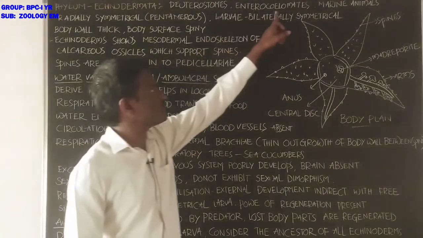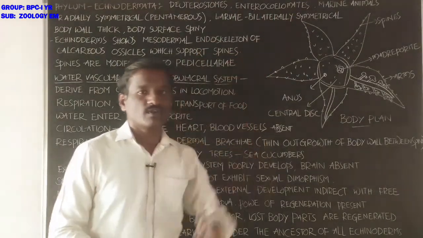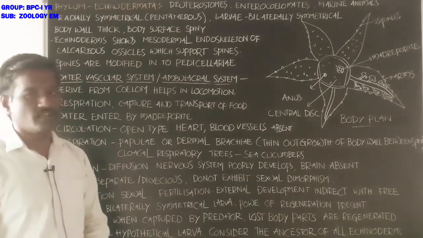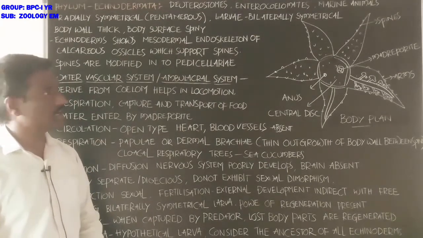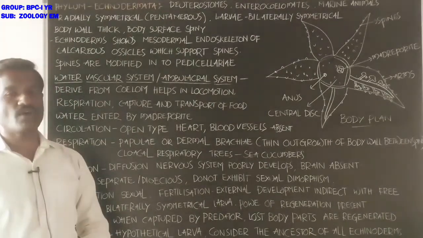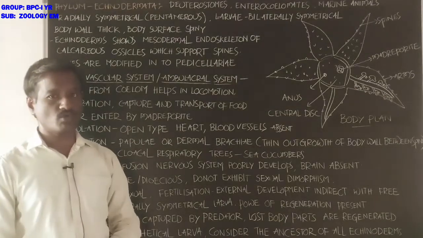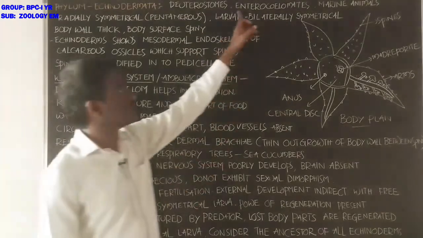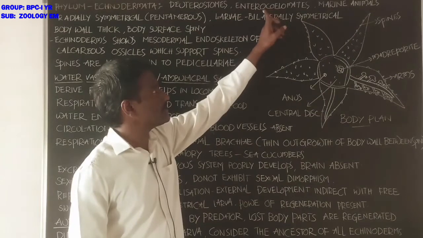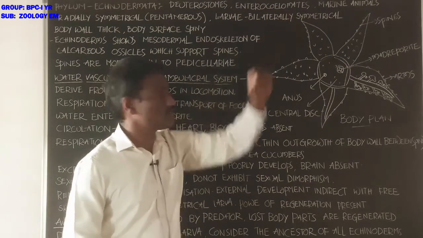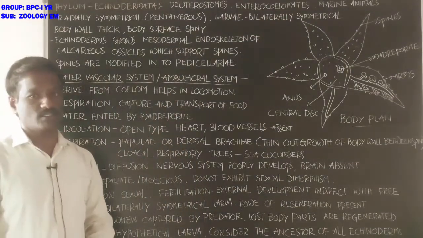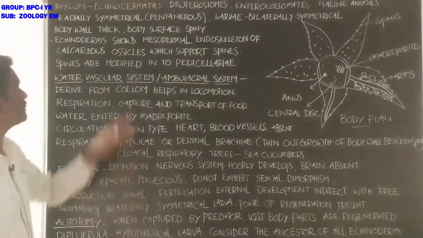Next, enterocoelomate, student. In this, the animal shows the coelom, that is enterocoelom, which is formed by archenteron pouches. Hence, these are enterocoelomates. These are marine animals.